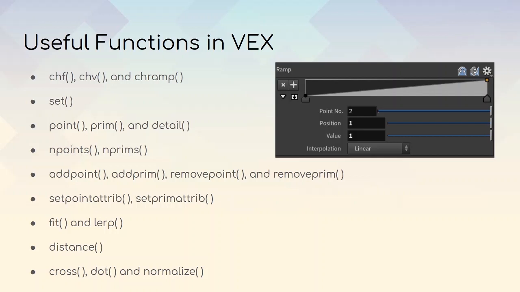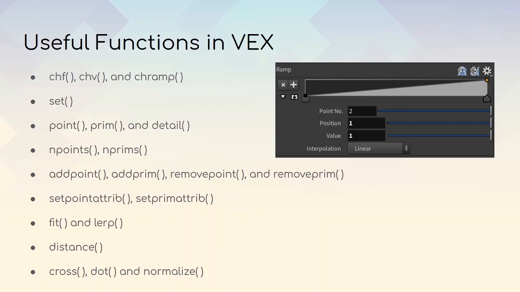Add point, add prim, remove point, remove prim. Adds or removes those points. Keep in mind that if you're running over points or primitives, this won't be added to those that are getting run over, so be careful. Set point attrib and set prim attrib sets the values on existing points or primitives.